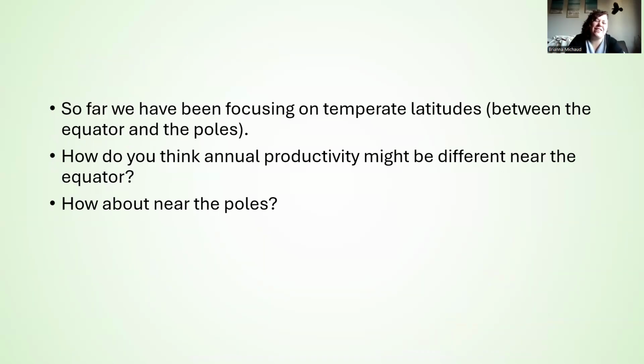So, last question for today's lecture is, so far we are focusing on temperate latitudes. Do you think that these annual productivity cycles might be different near the equator or near the poles? So do you think it might be different near the equator, and how do you think it might be different near the poles? So again, think about how the seasons work at the equator and the poles.